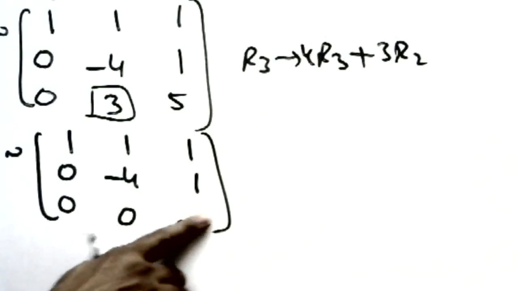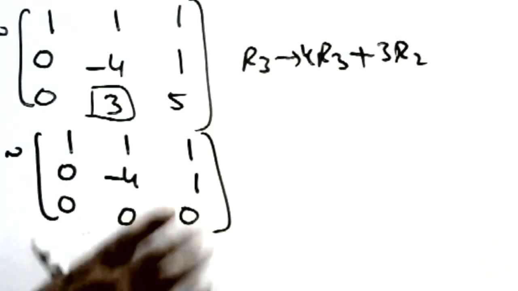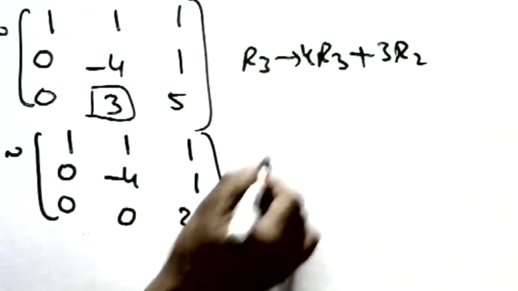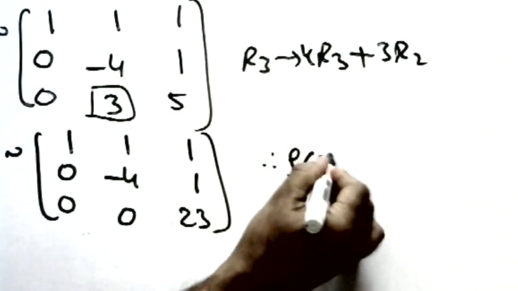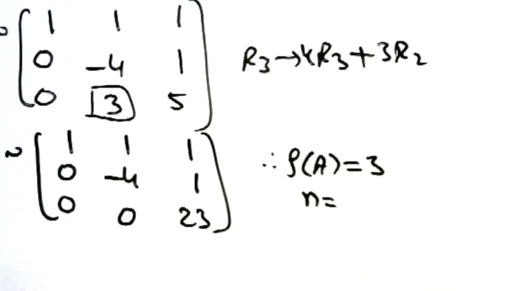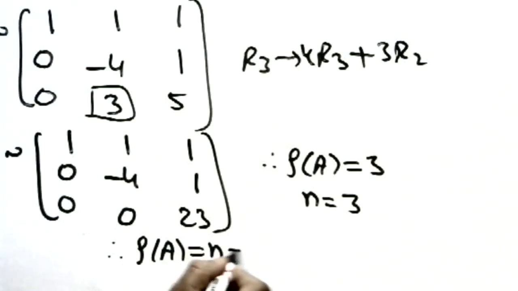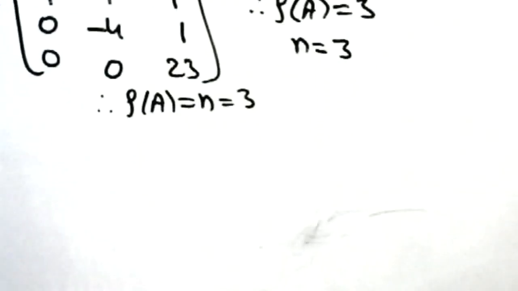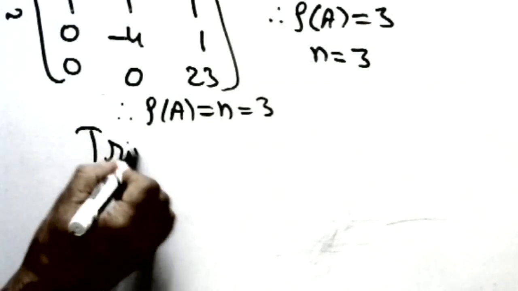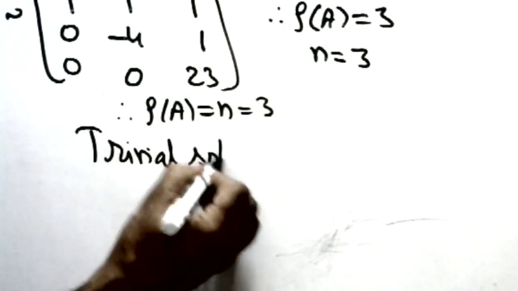Now, what is the rank? Here a nonzero number is left, so the rank is 3. If we had 0 here, the rank would be 2. If we have a number other than 0 here, then the rank is 3. Therefore, rank of A equals 3. Now, how many variables are there? We have 3 variables, x, y, z. So this is the first condition. Therefore, rank of A equals n equals 3, and the system of equations has a trivial solution.